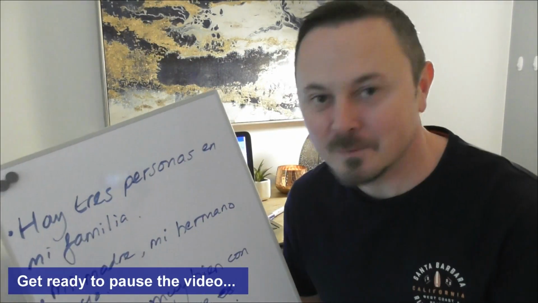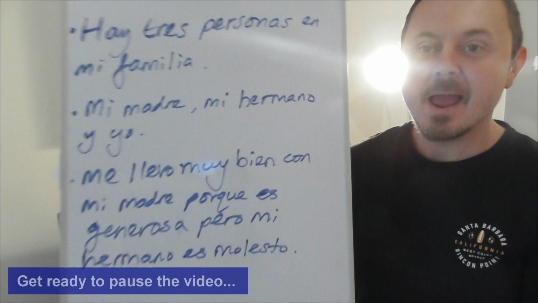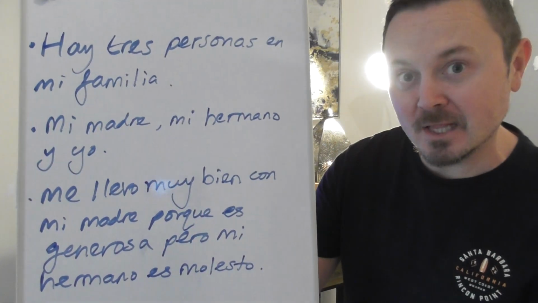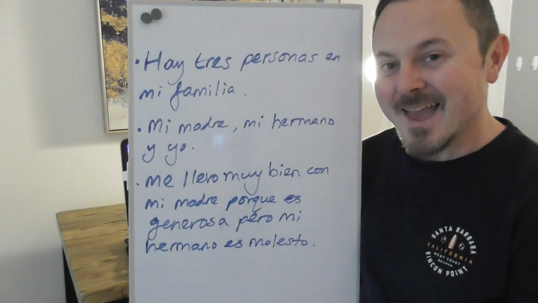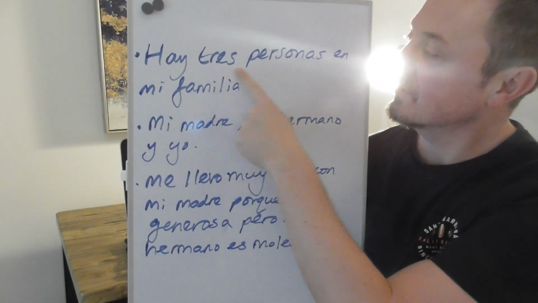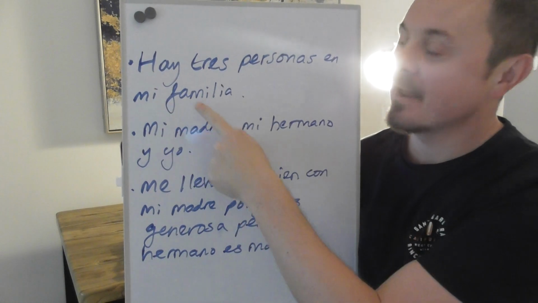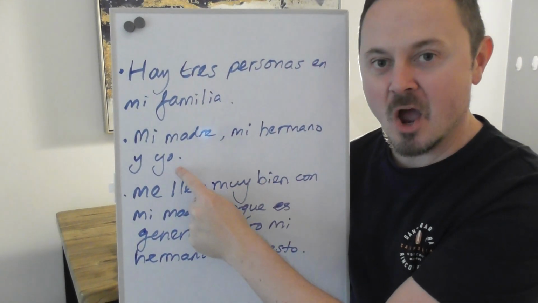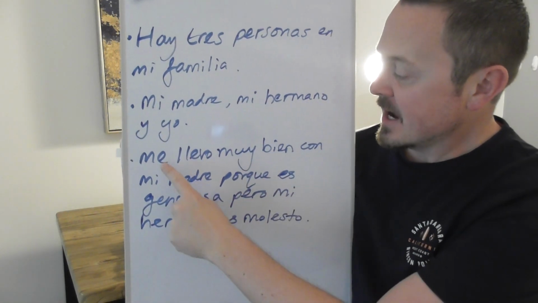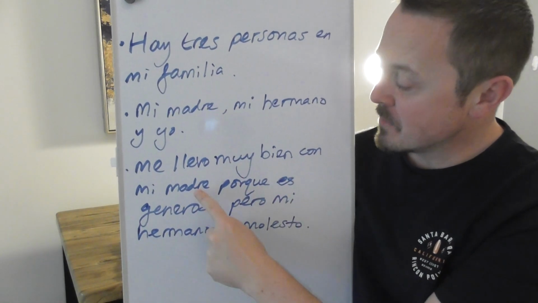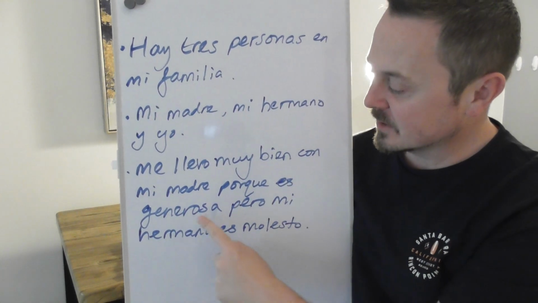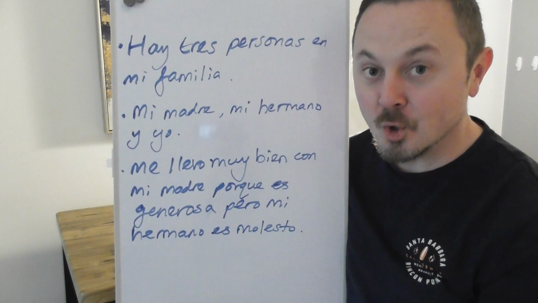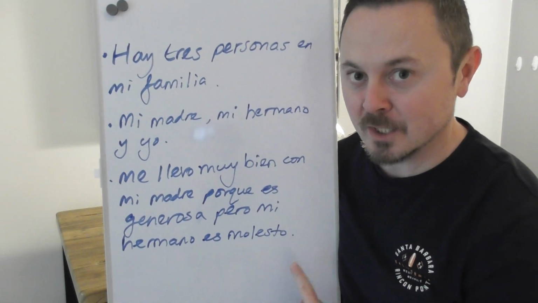Okay, you know I like to finish off with a quick recap, so how would you say those sentences for me, please, in English? Okay, so there are 3 people in my family. My mum, my brother, and I. I get on very well with my mum because she is generous, but my brother is annoying. Don't say anything else, it's annoying, okay?